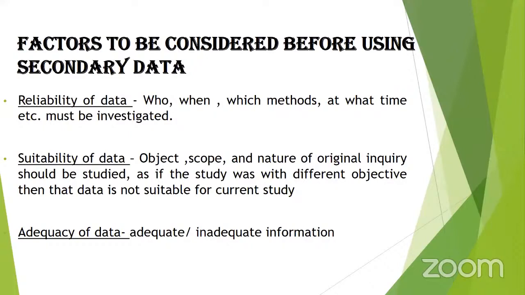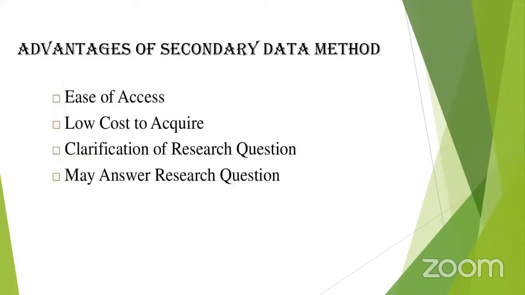Suitability of data in terms of the scope of your primary objective which you're planning to study is important, so the data should be suitable to answer your research question. Adequacy is very important. What information you desire for your research question should be available. So whether the data available in that secondary data set is adequate or not, whether it has adequate information or not.